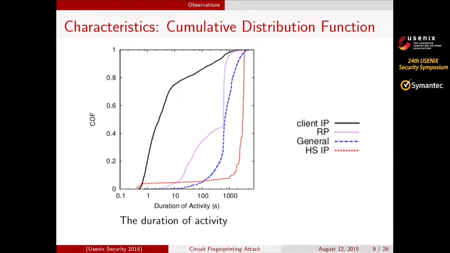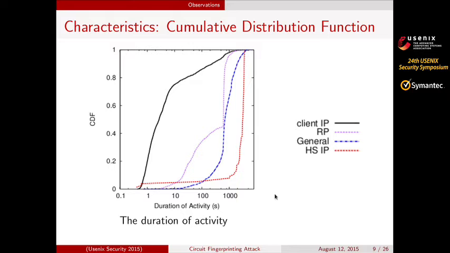Here are some of the observations we made in the form of cumulative distribution functions. The first is duration of activity, which is how long a circuit is alive. Two things to note here. One, the hidden service RP, IP, which is in red, usually has a CDF that's very right-skewed. Most of them last over 1,000 seconds. The reason they're so long-lived is that they serve as a contact point for all the clients, so for availability reasons, they need to be up all the time.